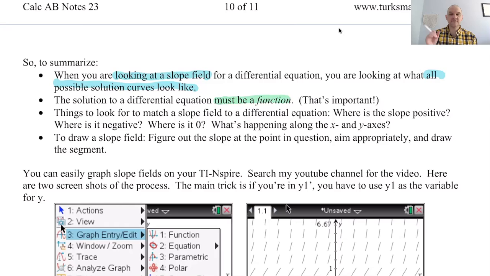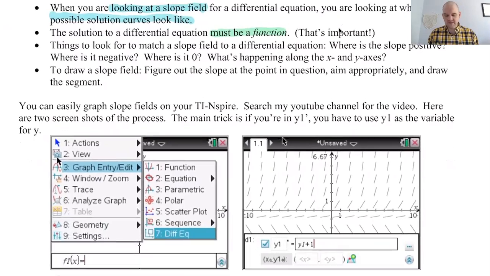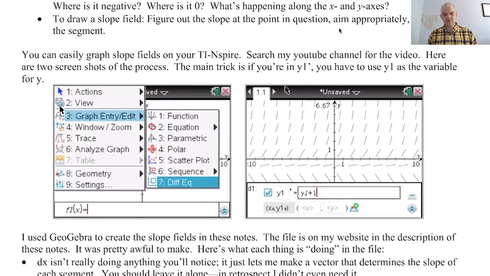To draw a slope field, you want to find the slope at each individual point that you're asked about, and then just draw a little tiny tangent segment. And that's really all they are. They're just like a giant collection of tangent segments. So there are two things that we can do technologically. So the first one is on your Nspire.